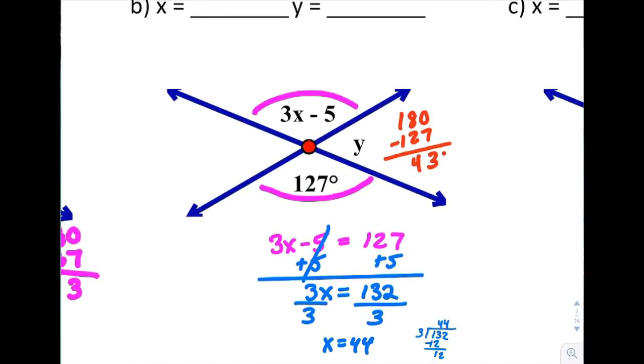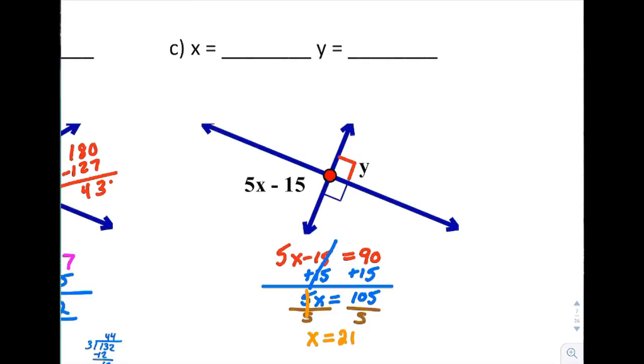In question B, vertical angles. 3x minus 5 is the same as 127. So you solve for x and get 44. Y is a linear pair with 127, so 180 minus 127 is 53.